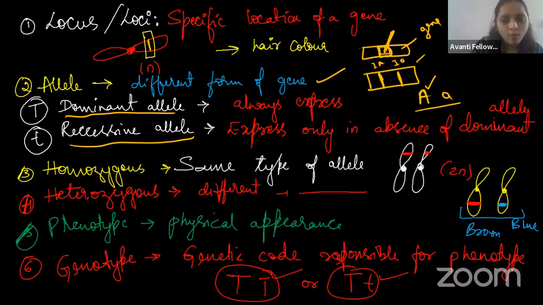Okay, and small a is the recessive allele. It is expressed only in the absence of the dominant allele. For example, me and my brother are going on a road. At that time I will always be dominant. Okay, now I am capital A. I am always dominant. I will not let him talk.